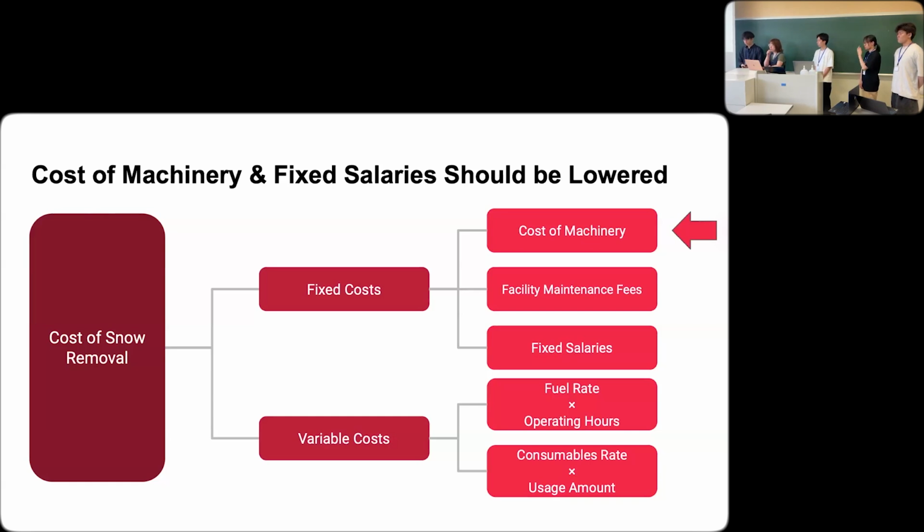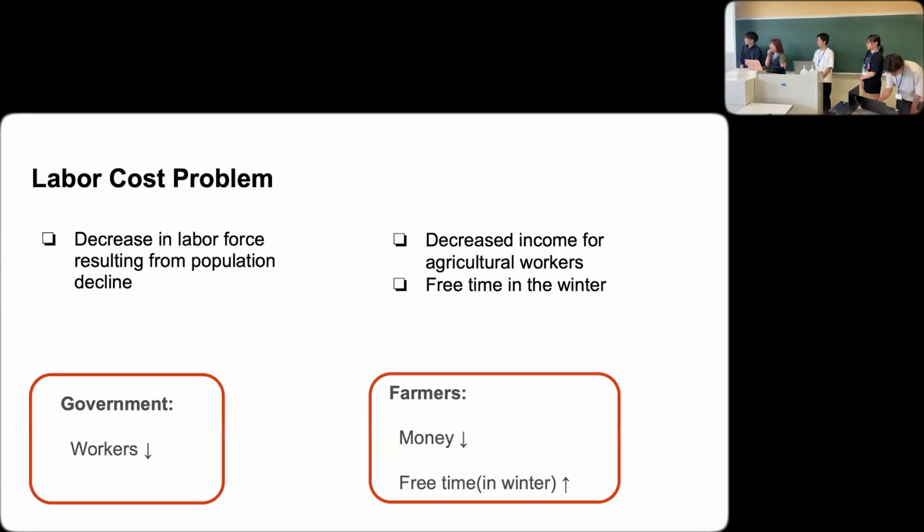Then we found the main reason for the higher labor costs is the shortage of workers. While the government struggles with the shortage problem, for many agricultural workers, their incomes drop in the winter and they have more time to spend on other work during winter. So if we could make snow removal a part-time job during winter, then not only will farmers' incomes improve, but the workers' shortage would also be solved.